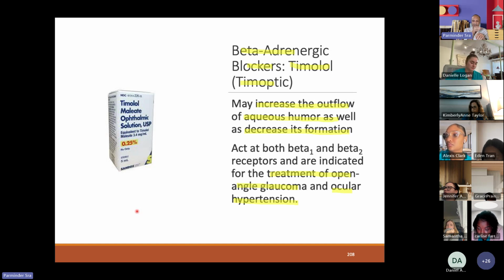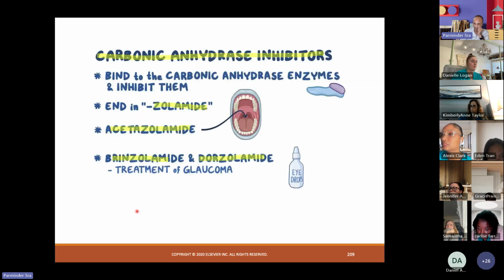And these patients most likely will have more than one eye drop. So if there's more than one, make sure you space them out by 5 minutes. Okay, any questions so far, guys? All right, if no question.